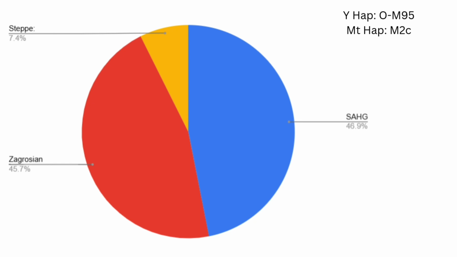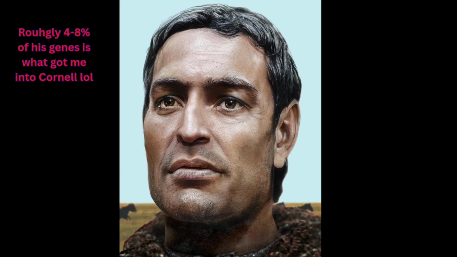Now, for the final portion of my ancestry. If you squint your eyes, you can see that I have 7.4% steppe ancestry, give or take, fairly typical for my jati. Where did this ancestry come from?